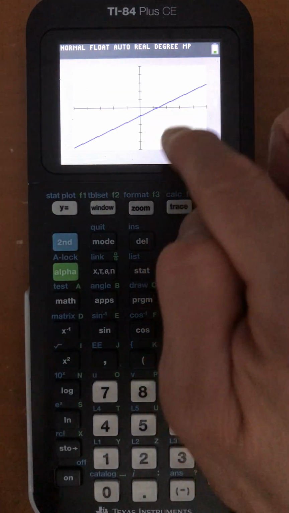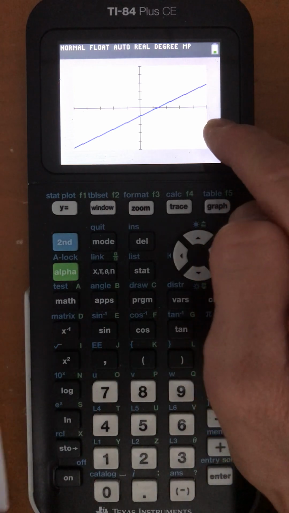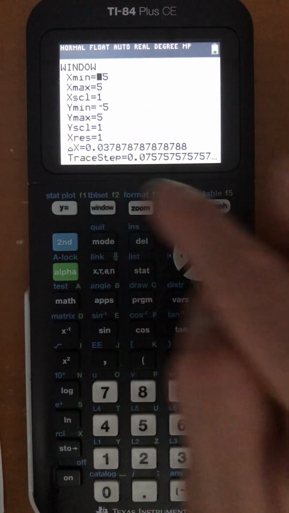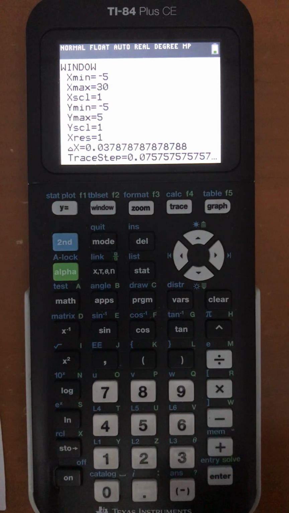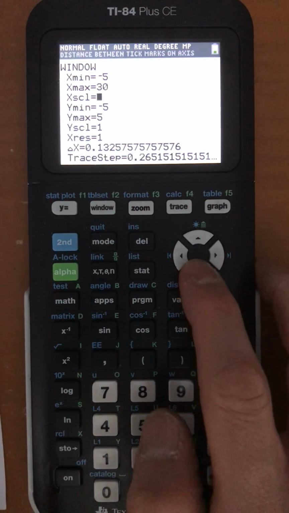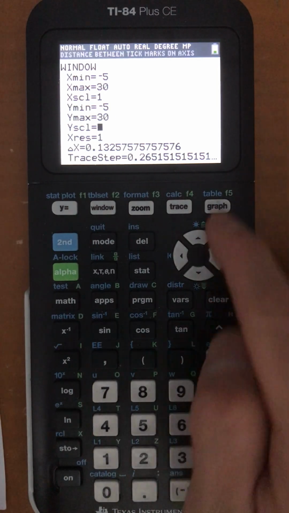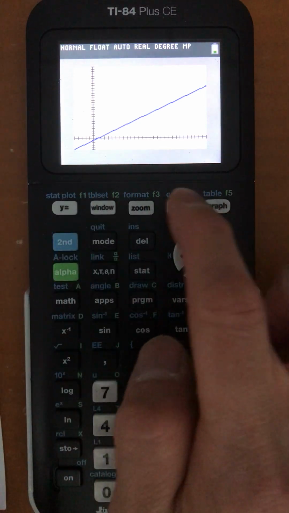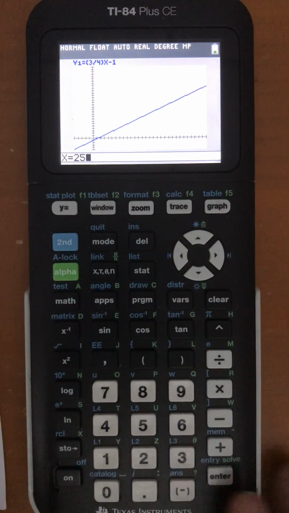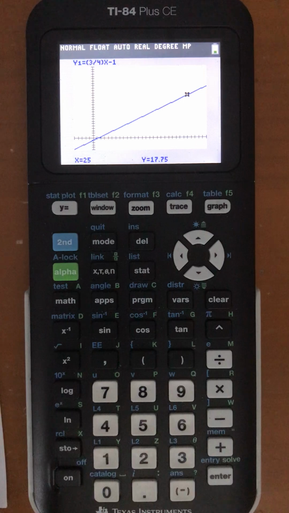I need to adjust my window. X doesn't quite go to 25, right? So let's go to window, x value 25, let's go to 30 just to be sure, and then our y value needs to be adjusted as well. Okay, so let's go to 30 as well. Okay, now our graph is zoomed out. Let's go trace, x value of 25, y value of 17.75.